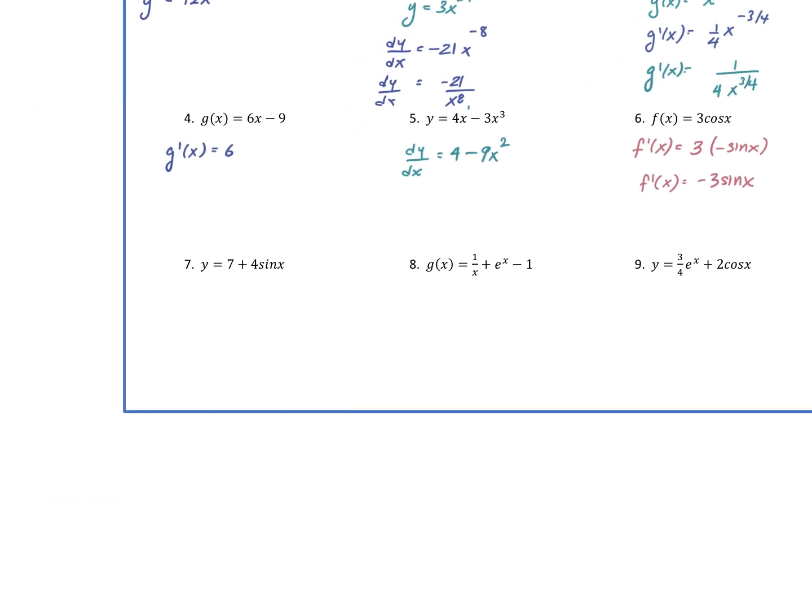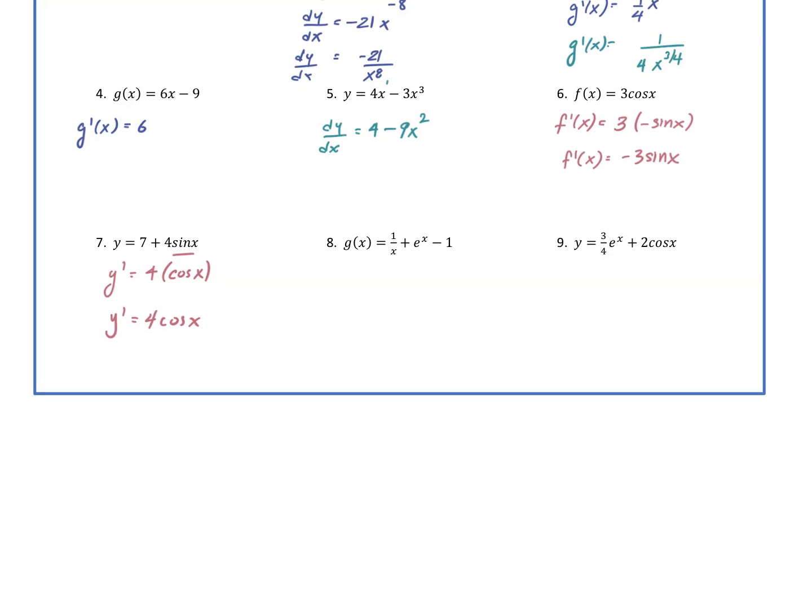For number 7, y prime, the 7 goes to 0. You write this, and then you find the derivative of sine of x, which is cosine x. For 8, we want to rewrite it first. g of x is equal to x to the minus 1, e to the x minus 1. g prime is going to be negative 1, x to the minus 2, plus e to the x is e to the x, and the minus 1 goes to 0. So g prime of x, we have negative 1 over x squared plus e to the x.